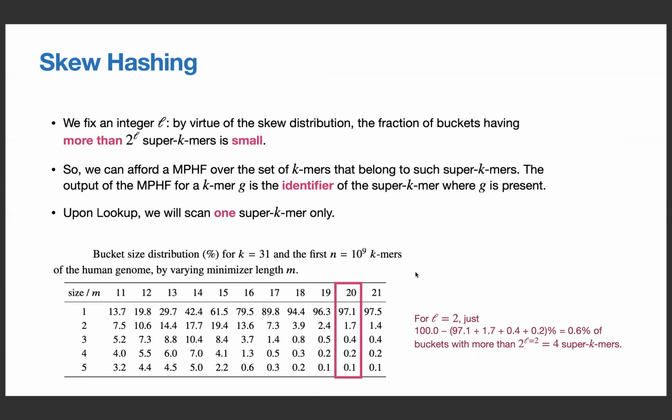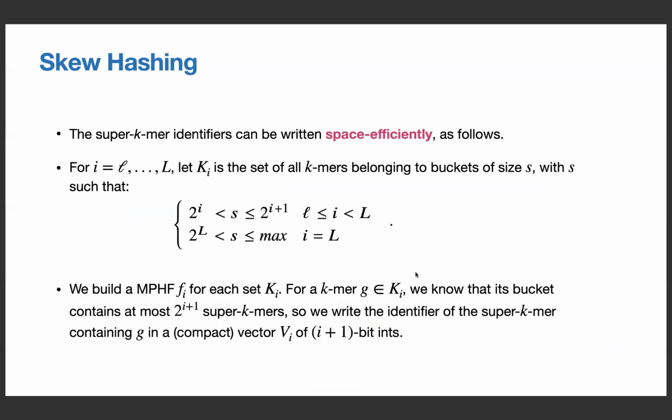So we can afford, if this is small, to build another minimal perfect hash function over the set of all the K-Mers that belong to such super K-Mers. And in particular, we are going to store in an array, at the position given by the minimal perfect hash function for a K-Mer G, the identifier of the super K-Mer where G is present. So upon lookup, I don't have to scan many super K-Mers, but just one single super K-Mer. And in particular, the super K-Mer identifier can be written space efficiently, just using few bits.